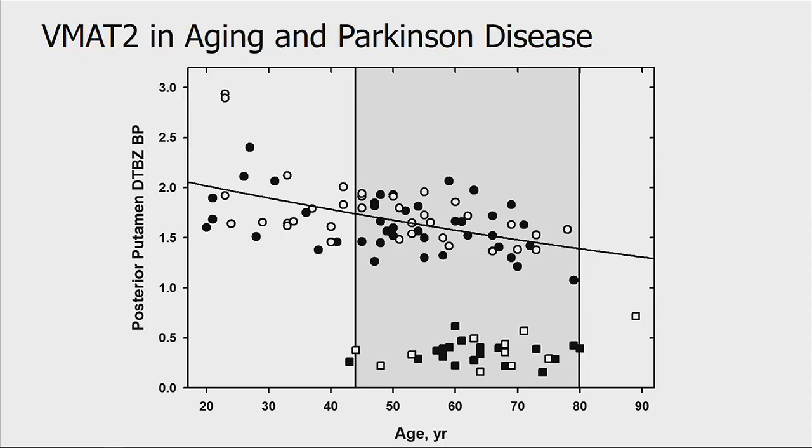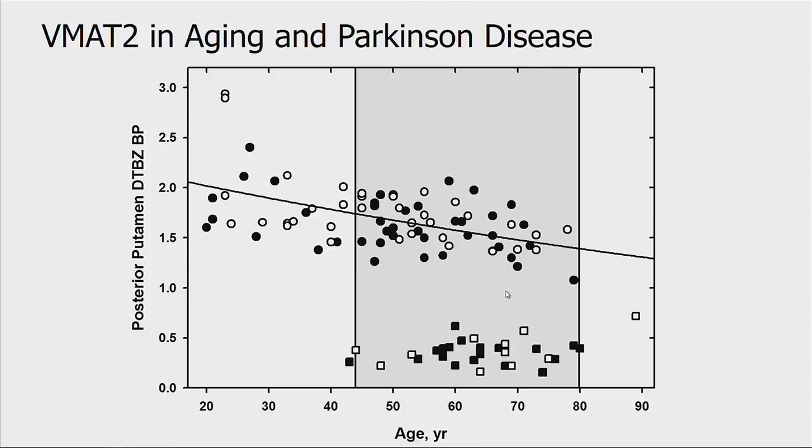And here's a study from our laboratory now several years ago showing the age-related effect. This is about the same as what we heard was true for the DAT, so about 5% per decade loss. There's no gender difference, so one of these symbols, I think the open ones are female, the closed symbols are male. And the squares down here are patients with mild Parkinson's disease, and there's clearly no overlap between those.